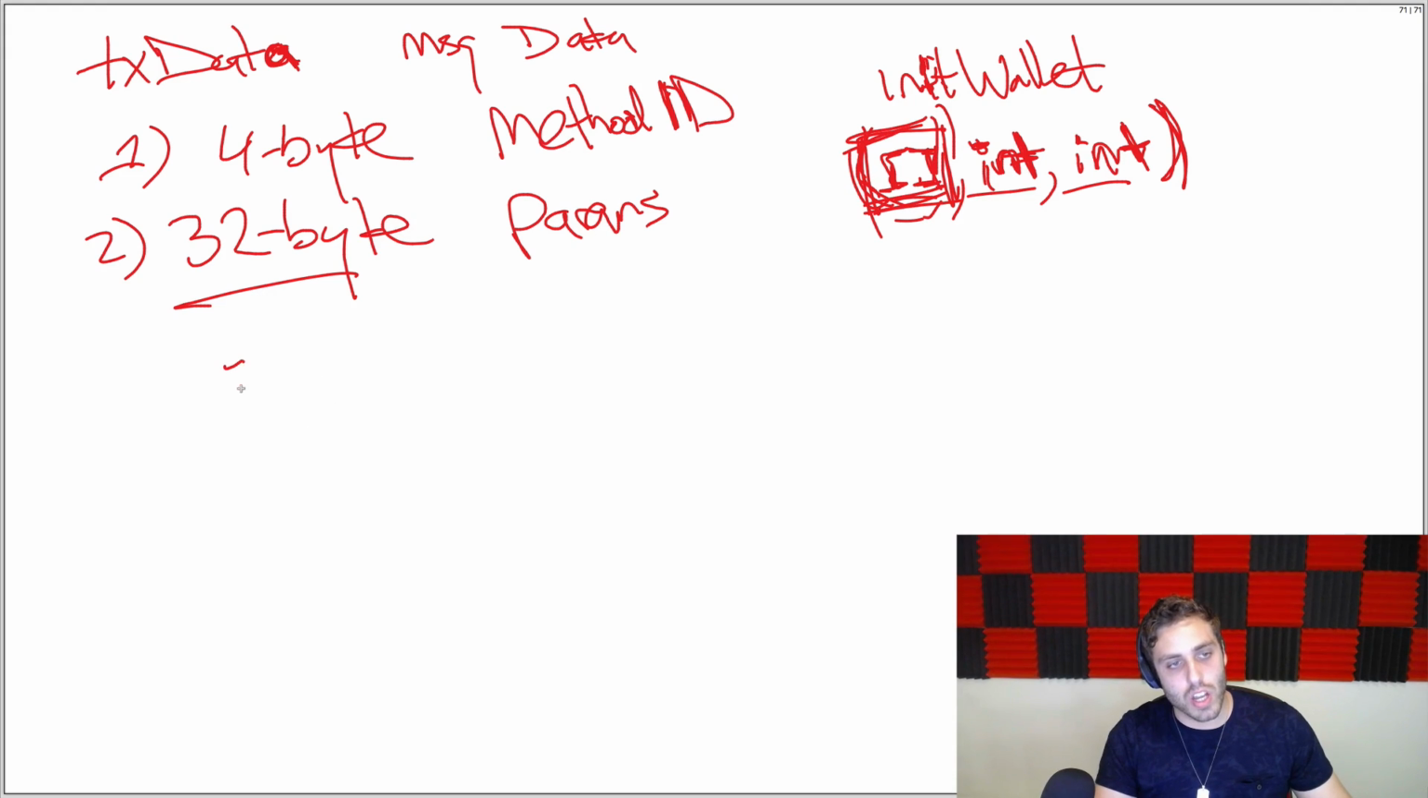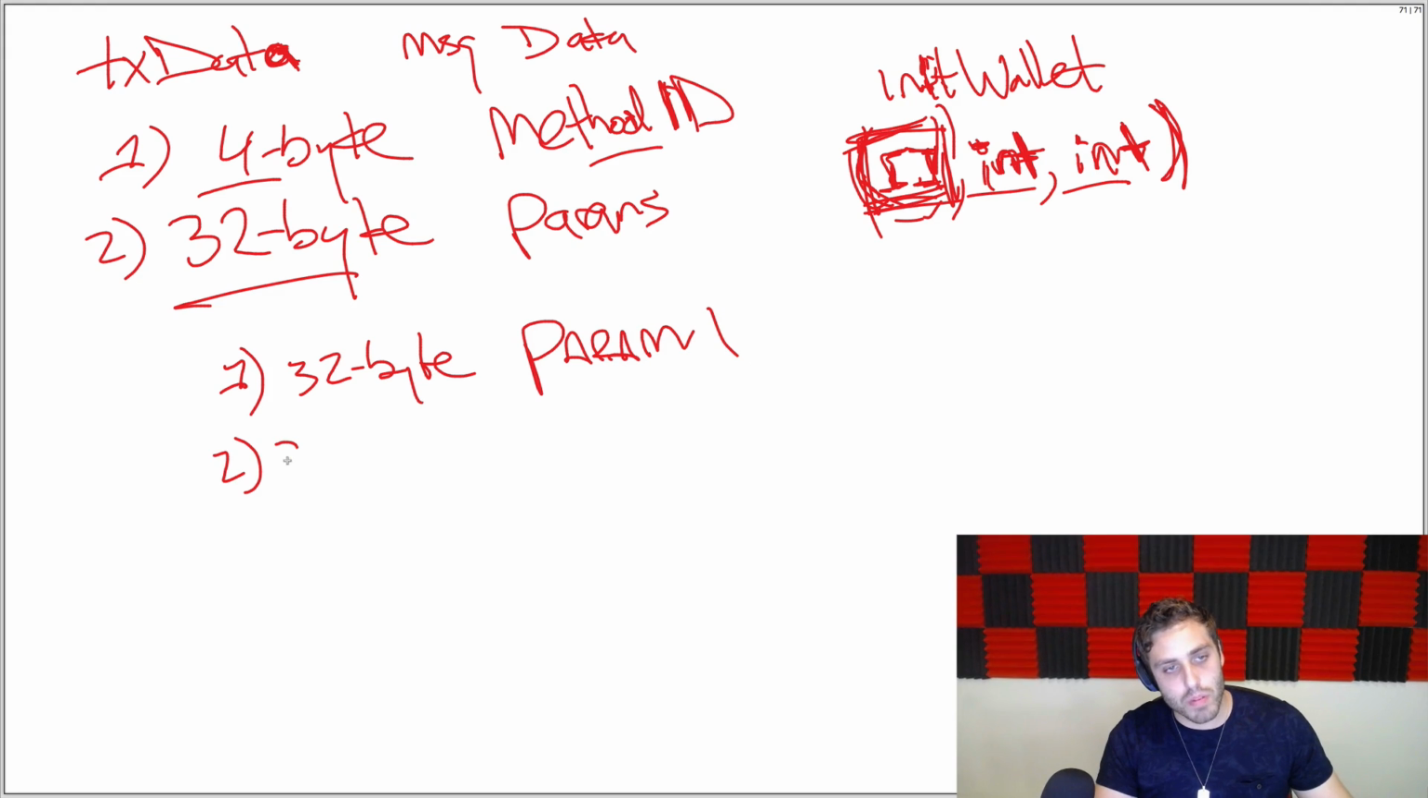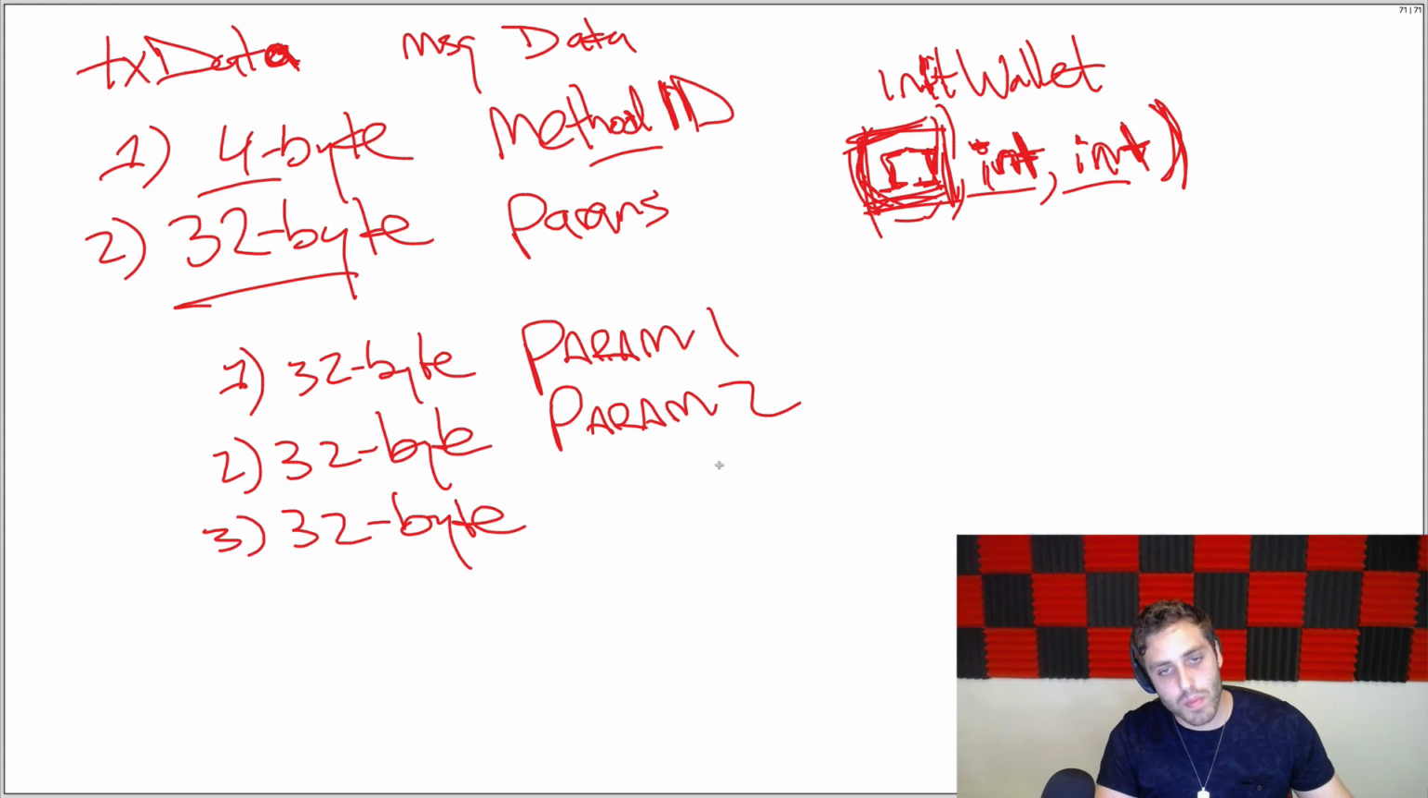So normally this would go, okay, we have 4 bytes for the method ID, and then we have 32 bytes of param1, and then we have 32 bytes of param2, and then 32 bytes of param3. The problem with this is that with arrays, you need to declare what their length is. So not only do you need to put the arguments to it, but you need to make a declaration of what the length of an array is, and this can take more than 32 bytes.